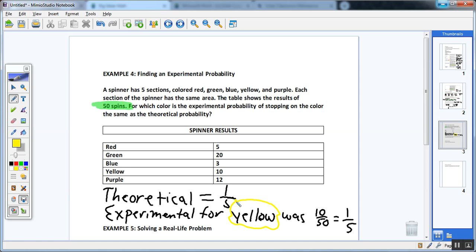Which colors went above theoretical? Which colors were better? Purple and green. Which color had the least likelihood of happening? Blue. If you went with this chart right here, if I said $1 million, kids, what color are you going to pick to land on? Green. Why green? Based on what happened, that's the one that occurred most frequently, right? Now, concluding that the spinner is in good condition.